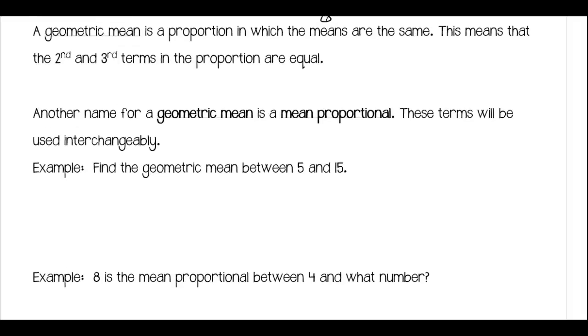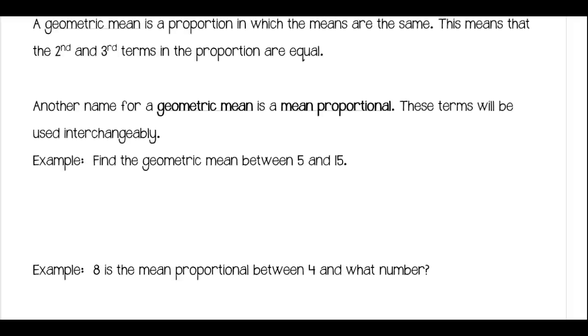All right, so quick example here. Find the geometric mean between 5 and 15. So if it's a geometric mean, or a mean proportional, I know that the means are going to be the same. I don't know what they are, but I know they're going to be the same, so I'm going to let them both be x. And I know it's going to be between 5 and 15. And then all I need to do is solve this by cross multiplying, so our means extremes products theorem.